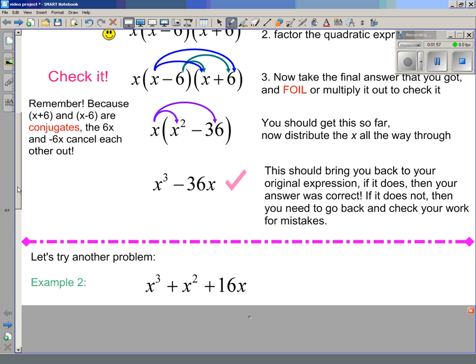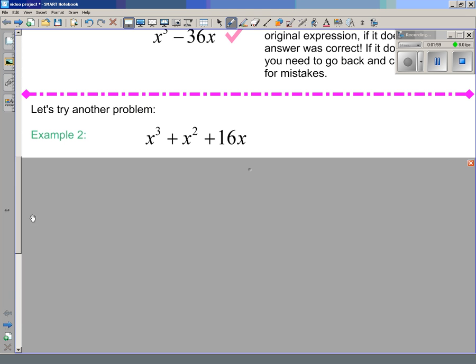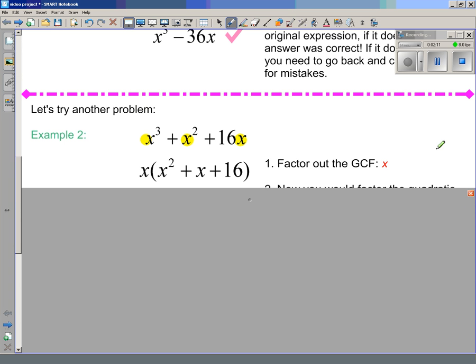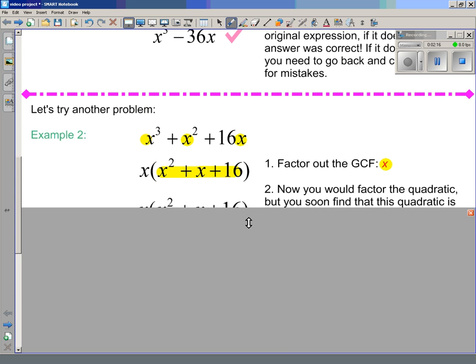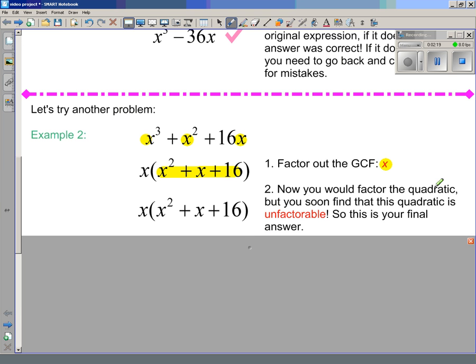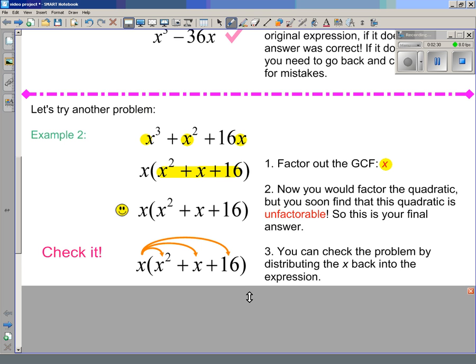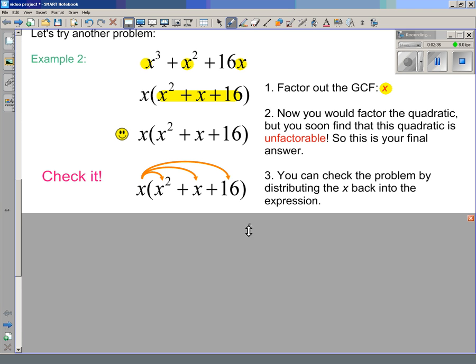Let's try another problem. Now we're given the expression x cubed plus x squared plus 16x. So first we take out the greatest common factor, which would be x. Then we take this quadratic and we're going to factor it. But you soon realize that this quadratic equation is unfactorable. So this is actually your final answer. We can then check this again by doing the same thing. You have to distribute the x back into the equation. Then you will end up with your original expression.